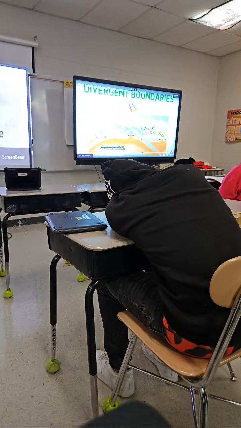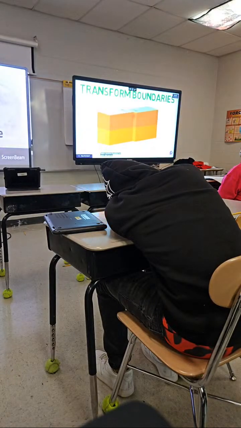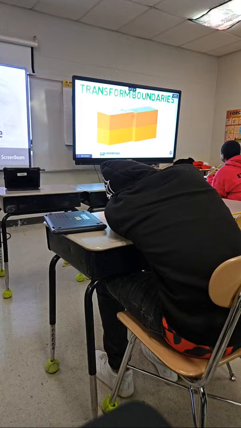To form a new crust and a ridge or depression between the plates. And finally, in transform boundaries, two plates slide past one another. This sliding motion results in built-up tension. Okay, so transform, the plates slide up against each other.